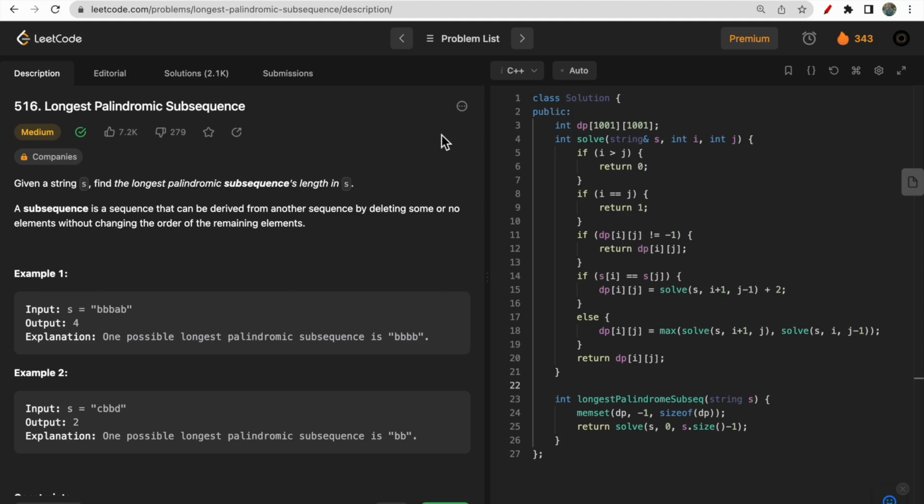Hello guys, welcome to Deep Codes, and in today's video we will discuss LeetCode question 516 that says longest palindromic subsequence. So guys, this is a very interesting question, and this question will help you understand the concept of recursion as well as memoization, and this is a very foundational question to understand dynamic programming.